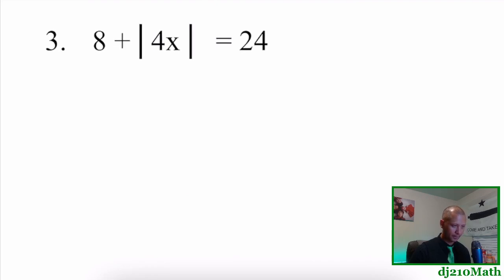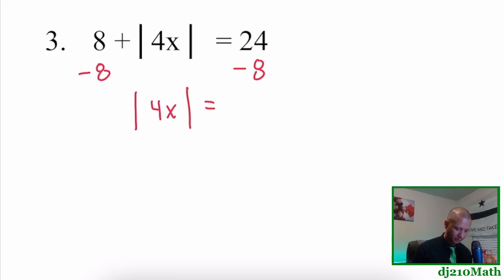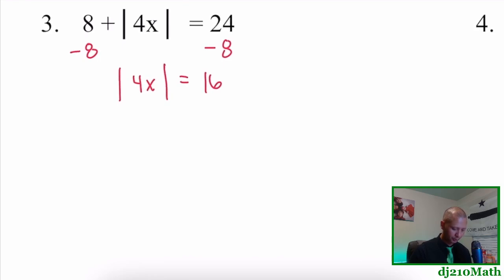Okay. Number 3. 8 plus absolute value of 4x is equal to 24. So we got to isolate the absolute value. So we're going to take away the 8. So absolute value of 4x is equal to 16. 24 minus 8. Okay, it's isolated, the absolute value that is. So we're going to split it into the two variations. So negative 16 and positive 16.